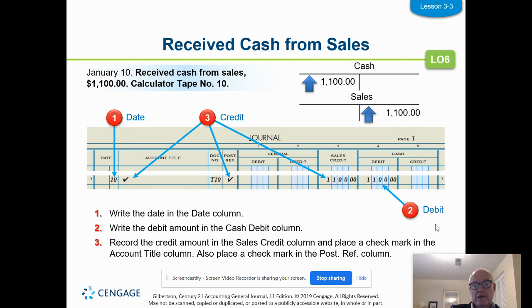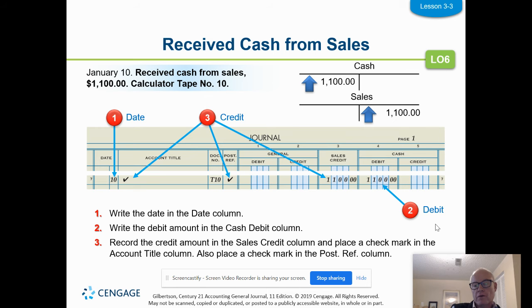Record the credit amount in the sales credit column and place a check mark in the account title column. Okay, why do we do that? Well, because our special columns for sales and cash took care of this transaction. We're not entering any account title in that column because there's none to enter. It's already in the special columns over there on the right.